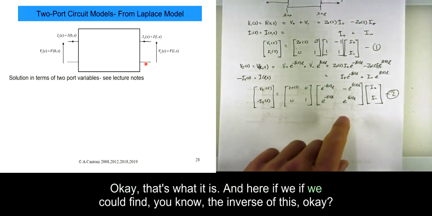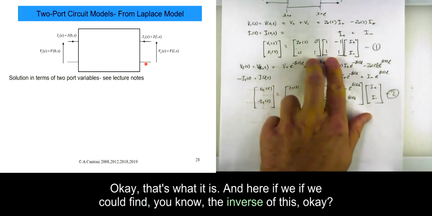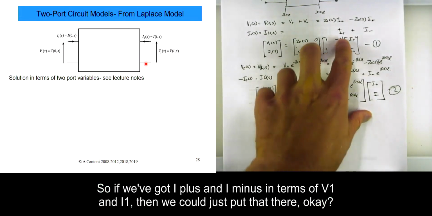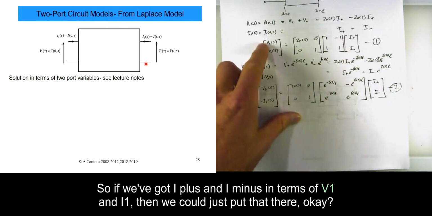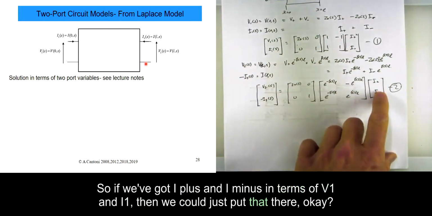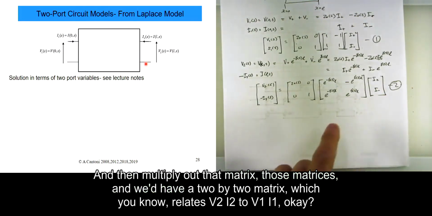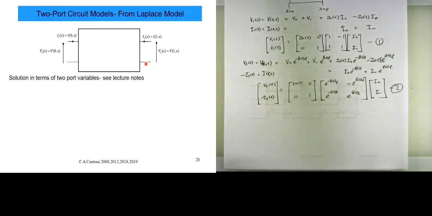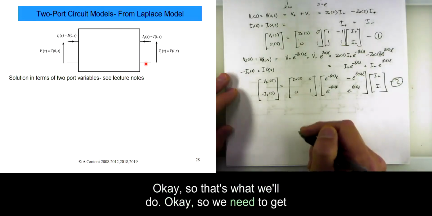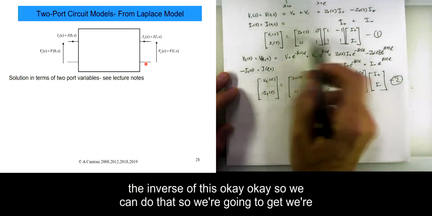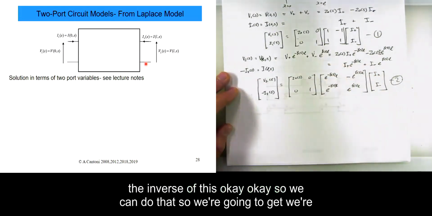And here, if we could find the inverse of this, so that we've got I plus and I minus in terms of V1 and I1, then we could just put that there, multiply out those matrices, and we'd have a 2x2 matrix which relates V2, I2 to V1, I1. So that's what we'll do. We need to get the inverse of this, so we can do that.